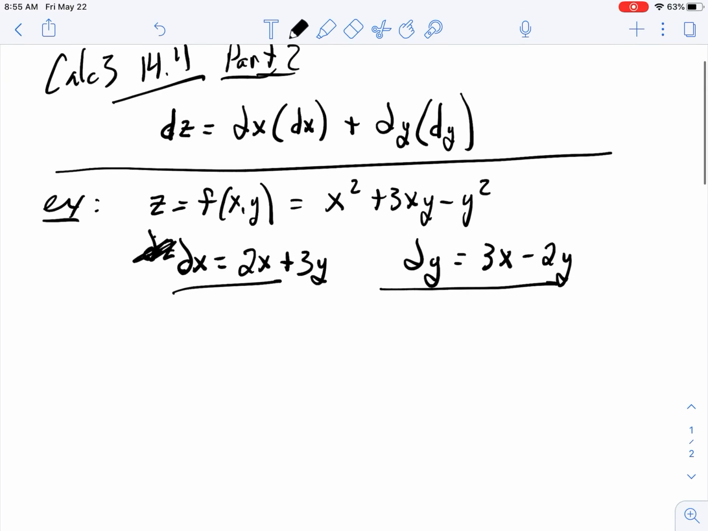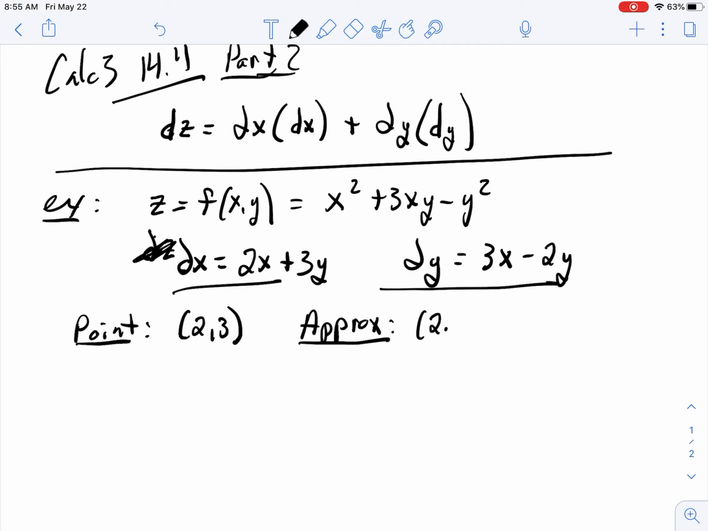All right, so here's the problem. My point of my plane is at 2, 3, and I want to approximate the point that's close to that, 2.05 comma 2.96.